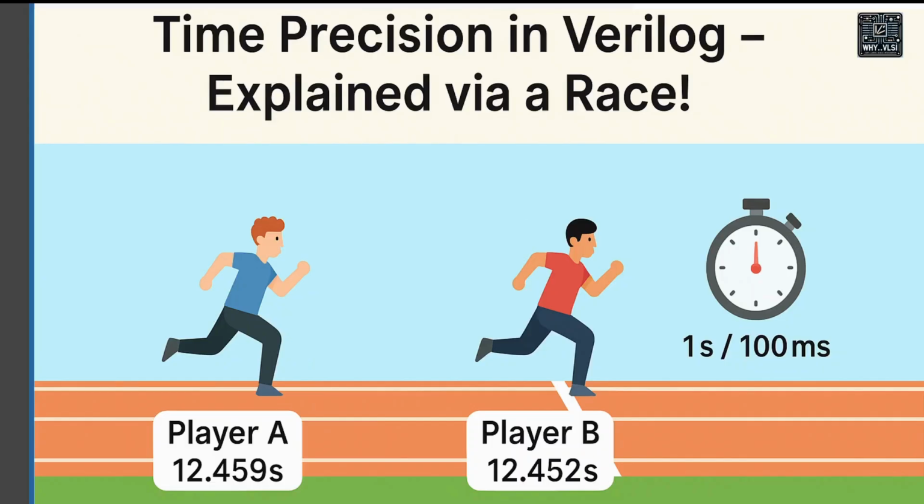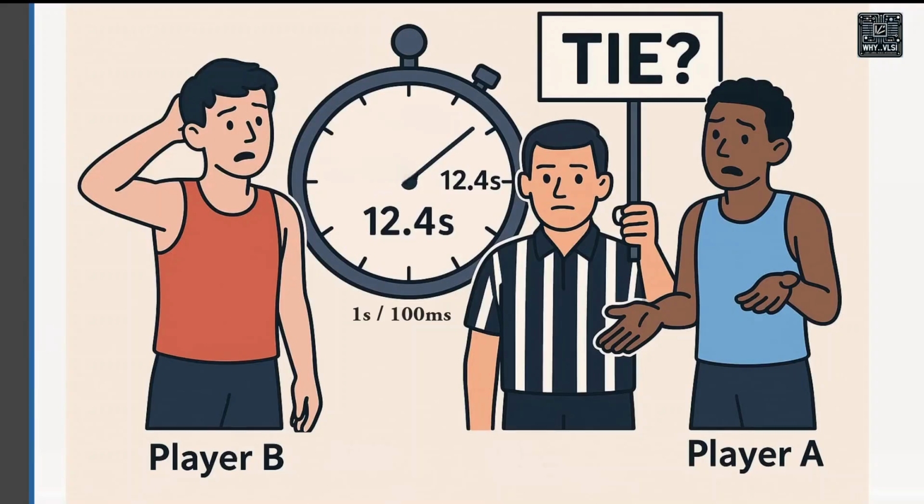Let's understand this with a real-life example. In a 100-meter race, player A finishes in 12.459 seconds and player B finishes in 12.452 seconds. Clearly, player B is the winner. Now imagine the time recording device has a precision of just 100 milliseconds. That's like a timescale of 1 second to 100 milliseconds in Verilog. So both players will be recorded as finishing in 12.4 seconds. But you can't determine the winner. Your measurement was not accurate enough.